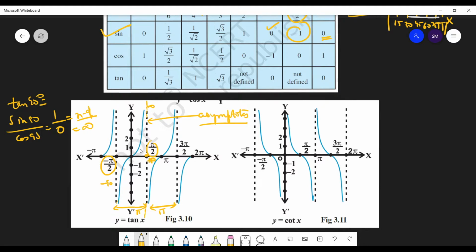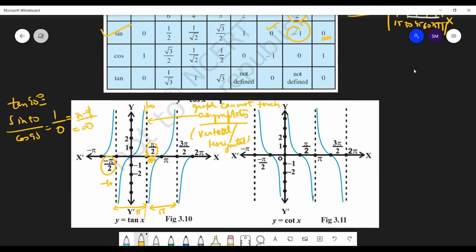Asymptotes can be horizontal, can be vertical. Asymptotes are the lines which the graph cannot touch. So what are asymptotes? Asymptotes can be vertical or horizontal lines where the value of the function is not defined, and that is why the graph will never touch them. Okay.